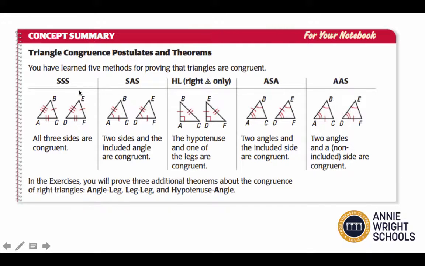Let's jump to this next slide. Here's a pretty good summary. So these are all the shortcuts. Side, side, side, side, angle, side, hypotenuse, leg only works for right triangles. Angle, side, angle, and angle, angle, side.